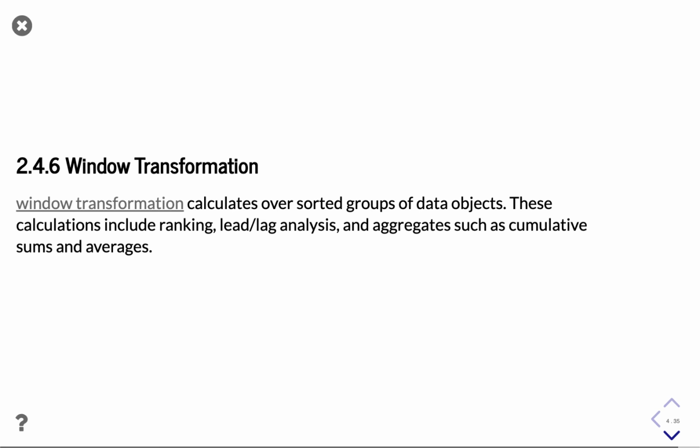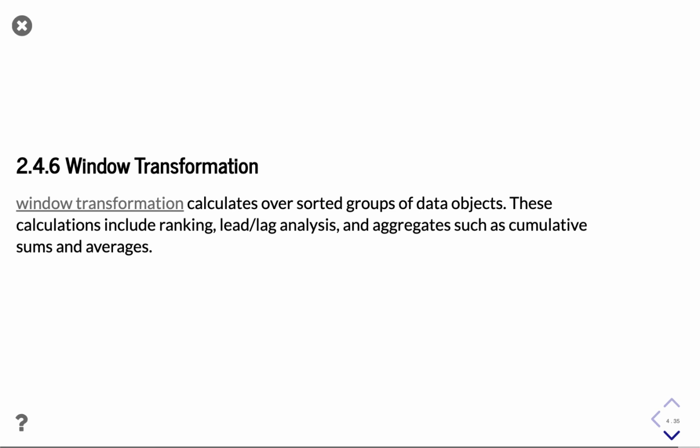For example, if we are doing a running average, like we've sorted something by time and we want to calculate a running average, to calculate the running average, we need to look at multiple rows in order to do that. Same thing applies for calculating something like rank.